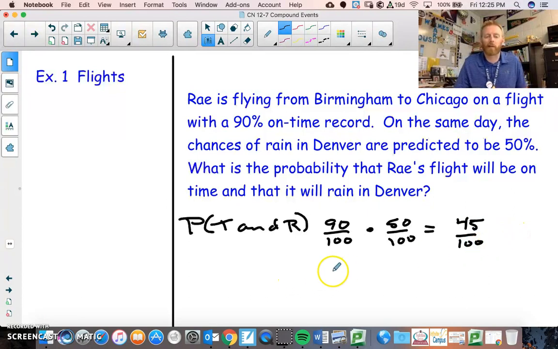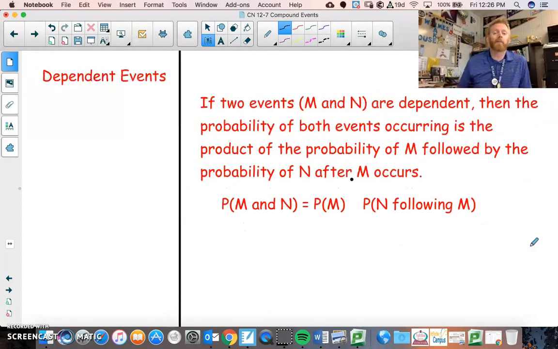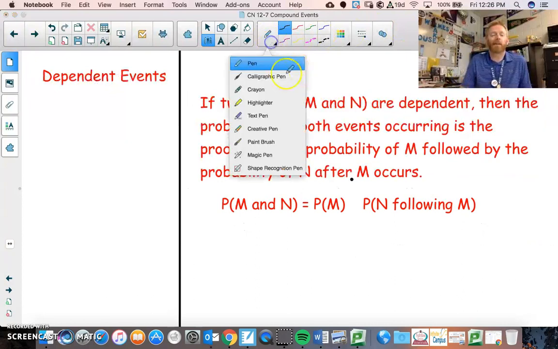Even easier would have been to do 0.9 times 0.5, which is 0.45, so it's a 45% chance that you'll get both rain and an on-time flight for this little Miss Ray. All right, so the next one is dependent events.